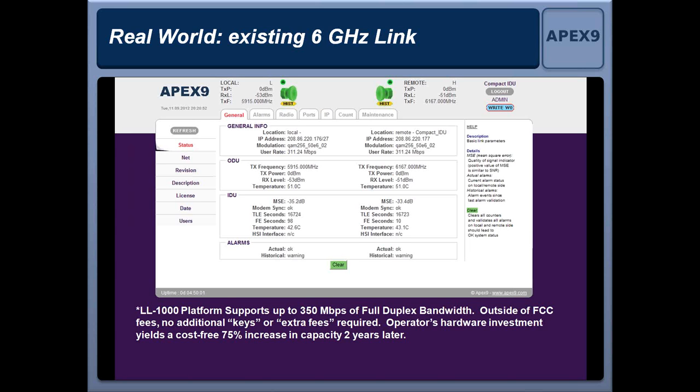So this is for our customers who have deployed the Apex 9 platform in the 11 and 6 gigahertz band. All of our radios are 350 meg radios on the IDU side, and all of our outdoor units were actually sized for larger channels, because that's how we did the engineering from the start. So if you have our platform with a 6 gigahertz link, you would just go through the process to redo your FCC license, and then click on the link. And now that hardware investment, he put this thing in 2 years ago, so he's thrilled. His platform now has a cost-free, hardware-wise, 75% increase in capacity.